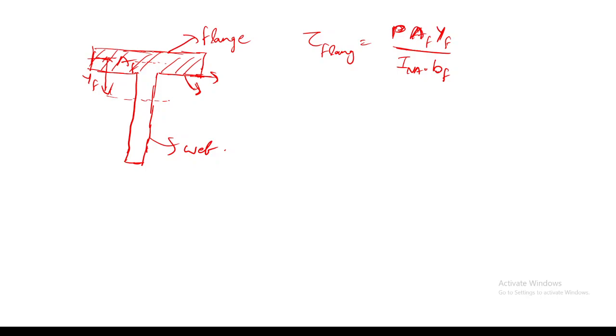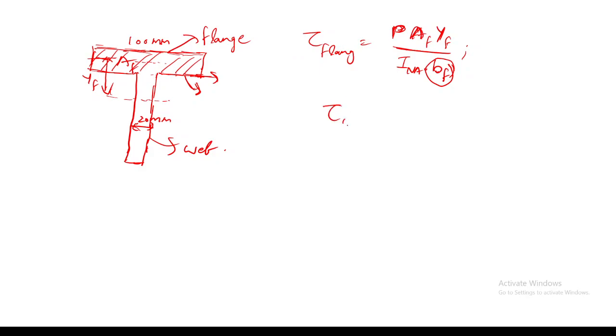And what is the B here? This is the total width of this T flange, okay? For example, let's imagine this total width is around 100 mm, okay? And this web thickness is around 20 mm, okay? So here, for BF, I have to substitute 100 mm, okay? Yes, sir. Yeah, this is when they are asking the shear stress on the flange, okay?